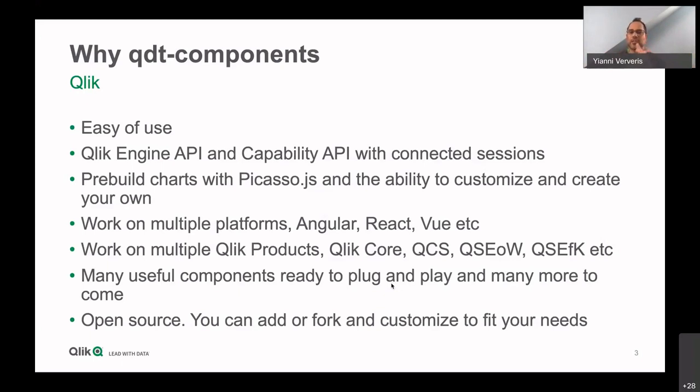It has pre-built charts with Picasso.js, and you can extend that, because we split up Picasso components like boxes, lines, points, and you can take those and create your own, if you want, later on, combo boxes. It works, as I said, in multiple platforms: Angular, React, Vue. I have several examples and templates that you can start with. And it works on, I think, all of our products.